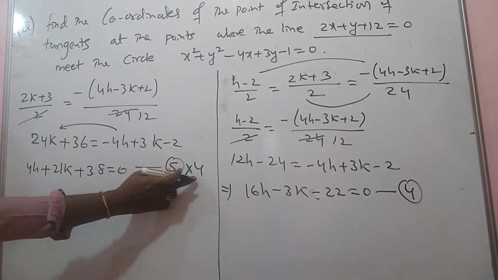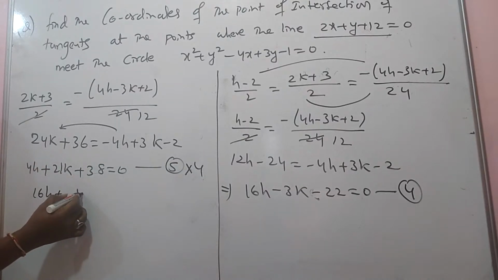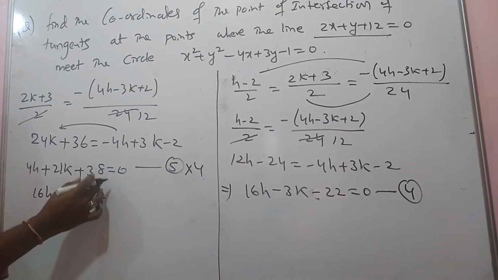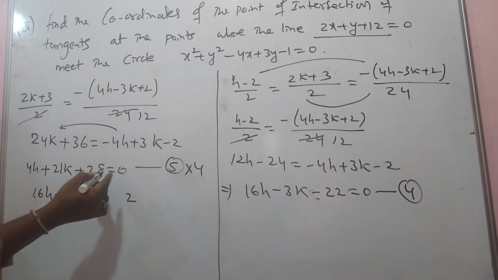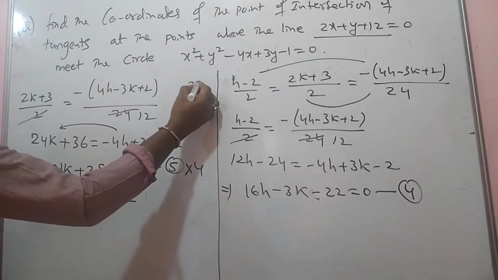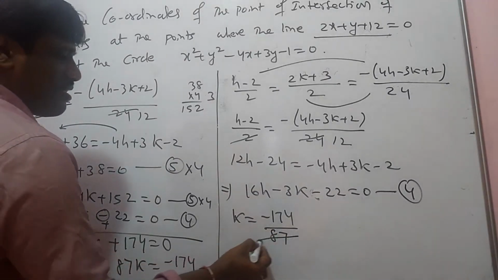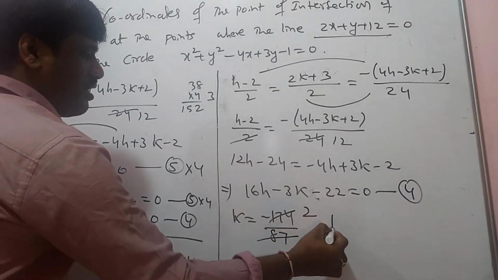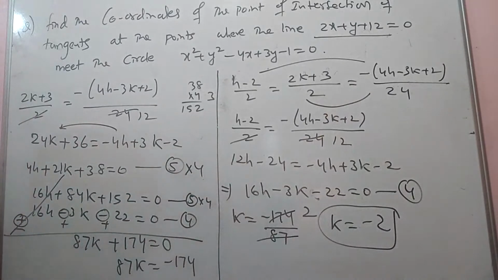So here 4 4s are 16h, plus 4 1s are 4, 4 2s are 8k, plus 8 4s are 32, 2 I am going to get 38, 87 2s are 174. Yes, 87 2s are 174. Yeah, 87 into 2 was correct. So here it is cancelled 2 times. I got the correct answer. K is equal to minus 2. Finally, we got k value minus 2.